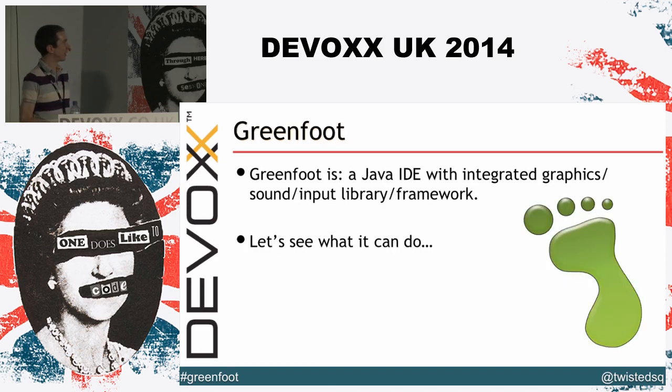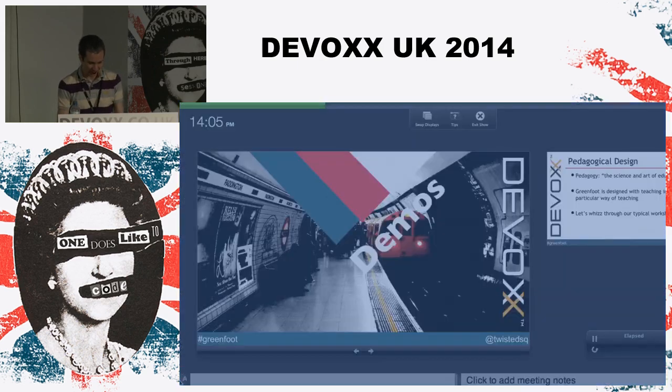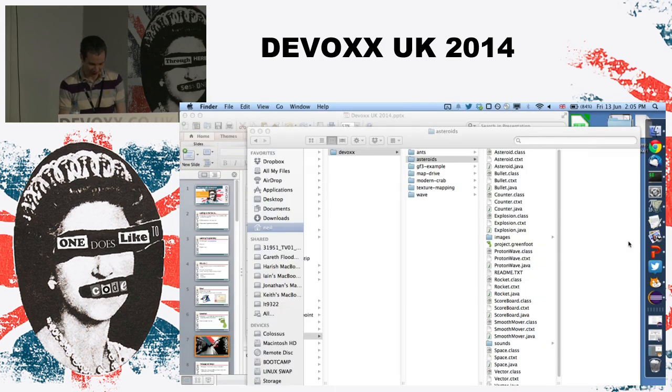Same goes for Greenfoot. Greenfoot is aimed at a younger age group. Essentially it's just a Java IDE, but the difference between BlueJ and Greenfoot is BlueJ is a plain IDE. Greenfoot actually has an integrated graphics, sound, and input library that you can use straight away. So it just allows you to program Java, but to get started a lot faster doing things like games and simulations. And I'll be talking you through some examples of that in a sec. So let's have a look at some. I'm going to be showing a few examples and doing a bit of coding in this talk.